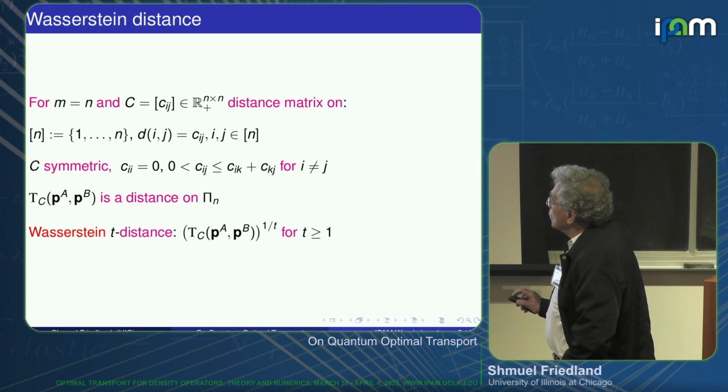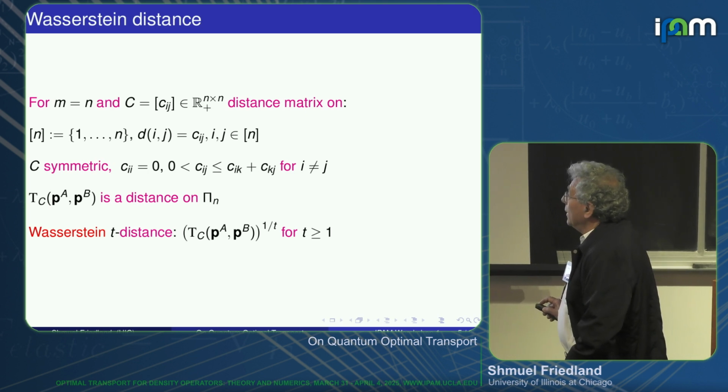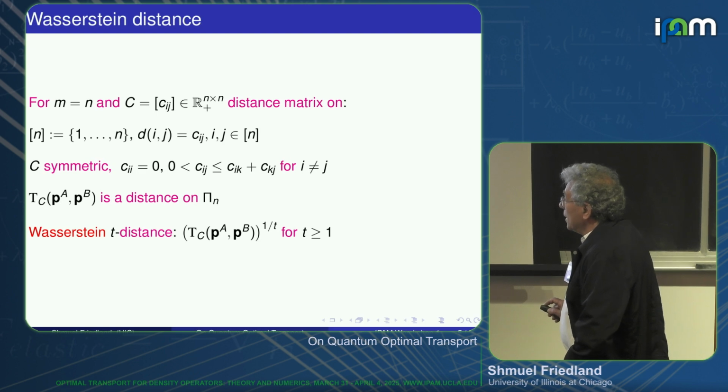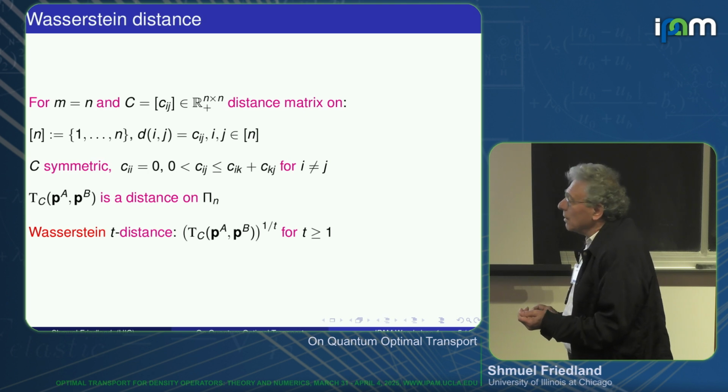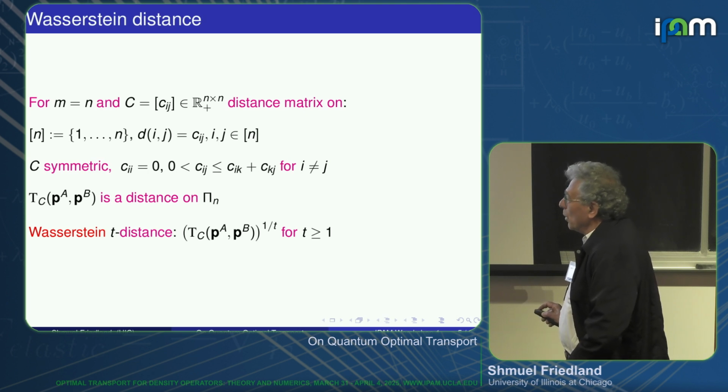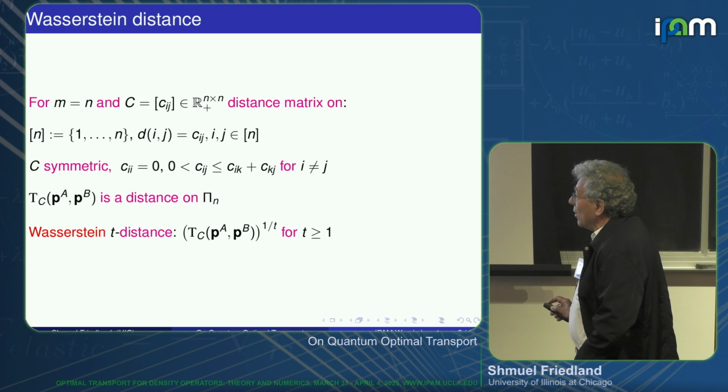So what you want to do is you assume that m and n are the same, and you are given this matrix C_ij, which is a distance matrix. What does it mean? You have n objects, from 1 up to n, and the distance between i and j is C_ij. So you want this C to be a symmetric matrix, C_ij equals C_ji. You want C_ii to be 0 because you want the distance between i and itself to be 0. And you want C_ij to be positive for i different from j. But you also need to satisfy the triangle inequality.